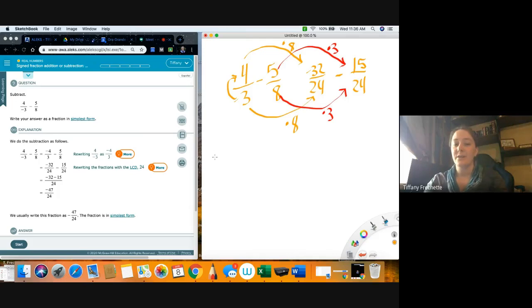So we have, and I'm going to rewrite this over here so it looks a little easier, because I just wanted to show the arrows of how I was getting from number to number. So we have -32 over 24 minus 15 over 24. Now that the denominators are the same, I've chopped whatever this is up into the same number of pieces, I can go ahead and add or subtract. So because I have -32 and -15, I'm going to add them. So I get 47 negative. I just keep the negative sign.